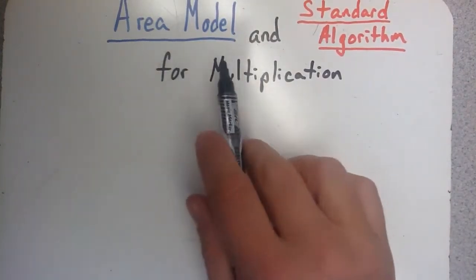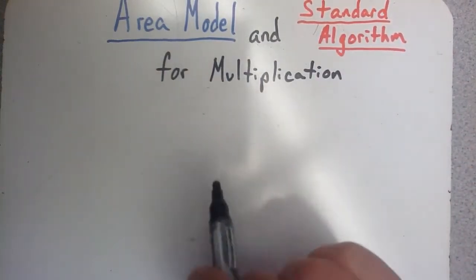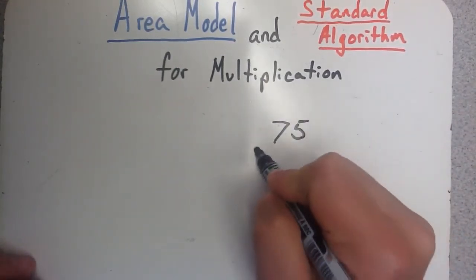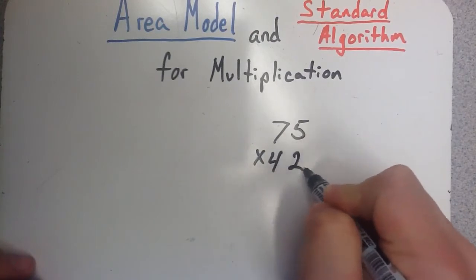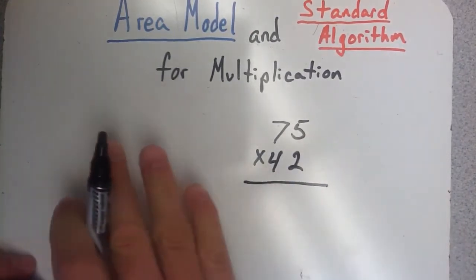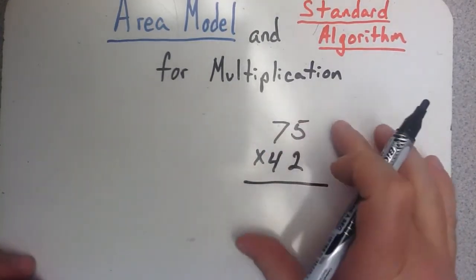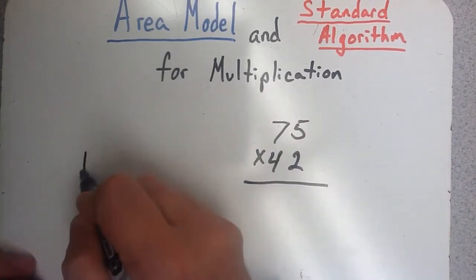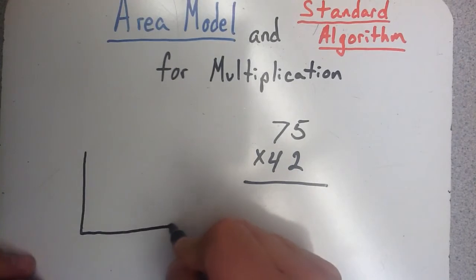Today we're going to look at the area model and standard algorithm for multiplication. So let's look at the problem 75 multiplied by 42. We're going to set this up in the area model, and we're going to use the standard algorithm to connect the two. For the area model, the first step is to draw a rectangle.